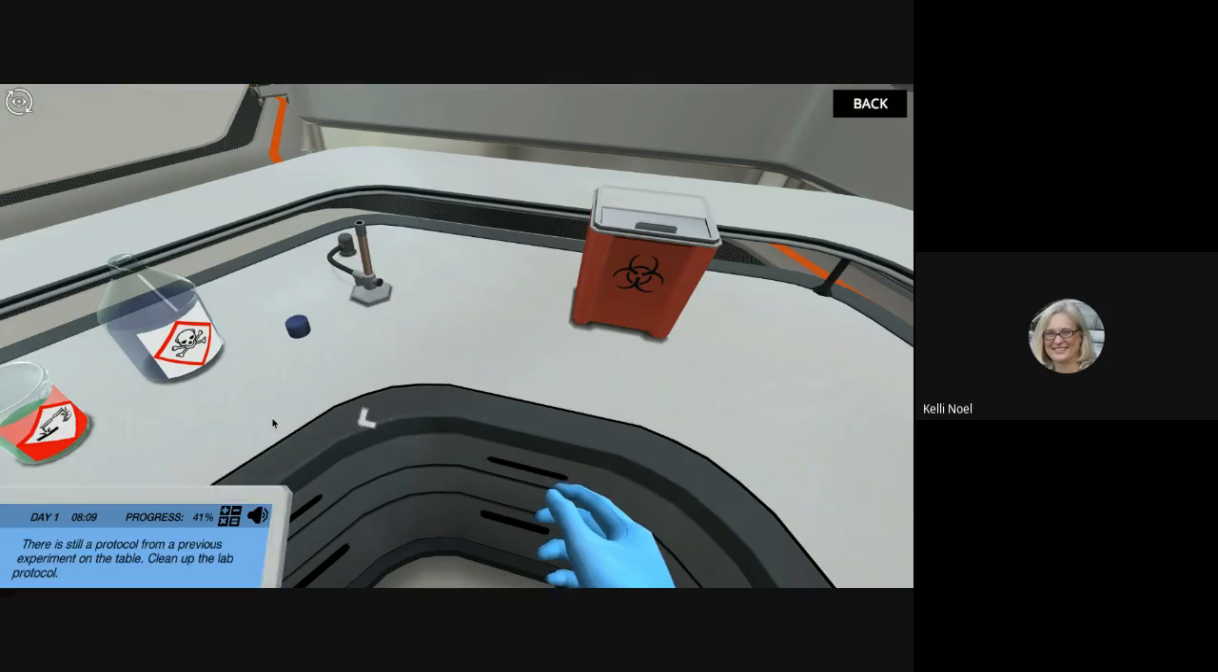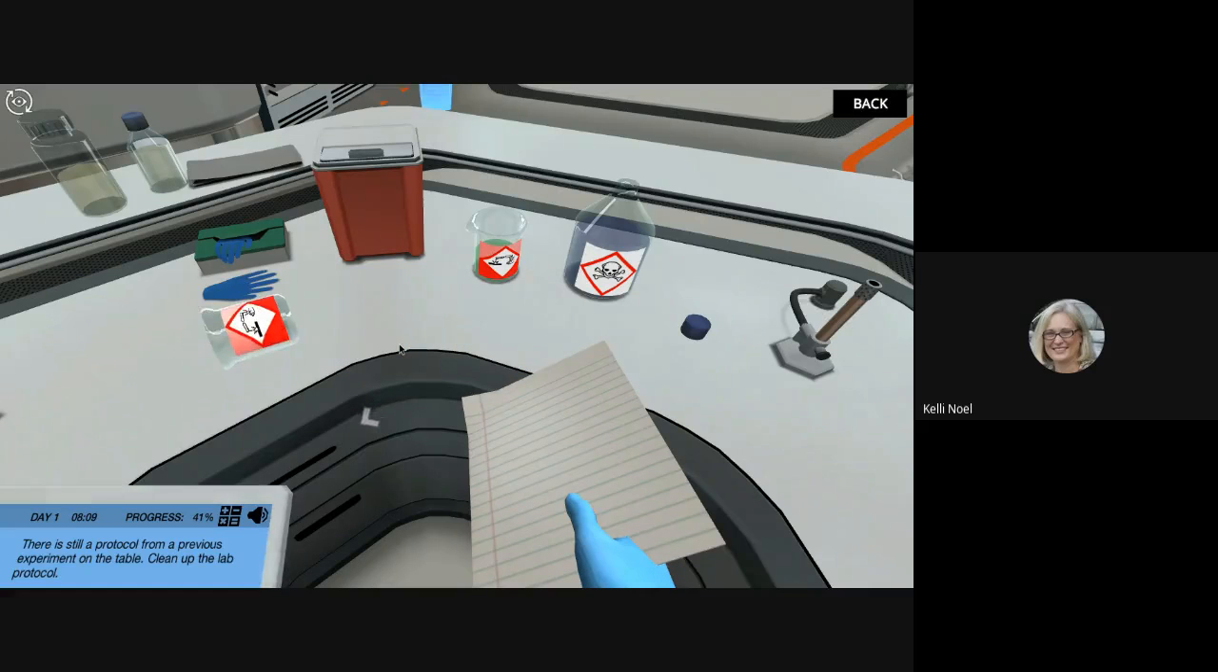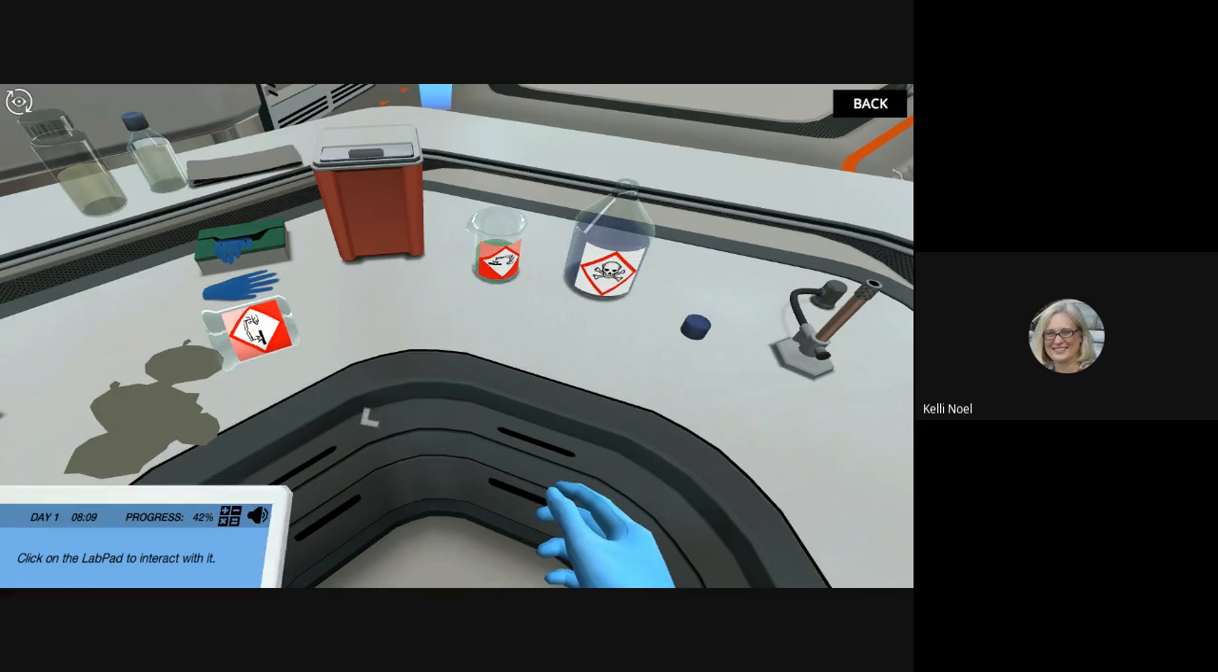There is still a protocol from a previous experiment on the table. Clean up the lab protocol. Oops, you just spilled a hazardous chemical. Have a look at the hazard symbol on the beaker.